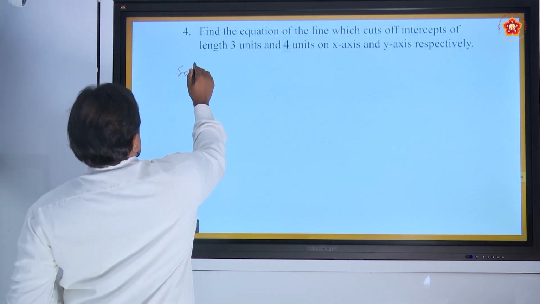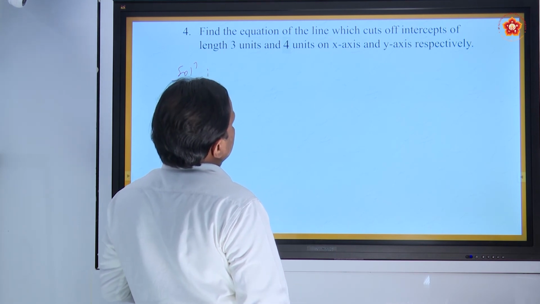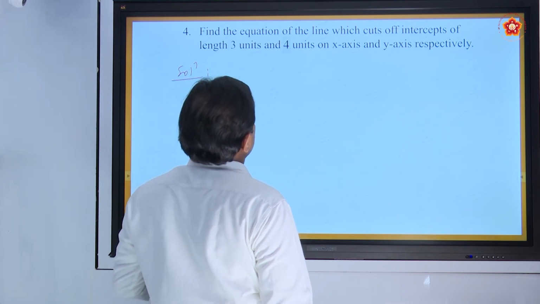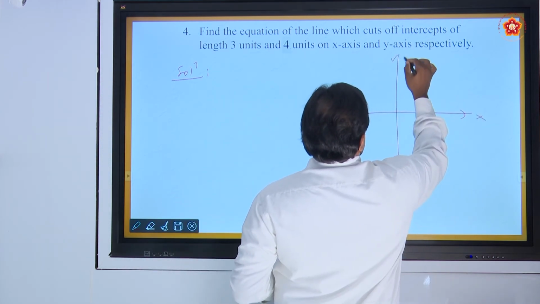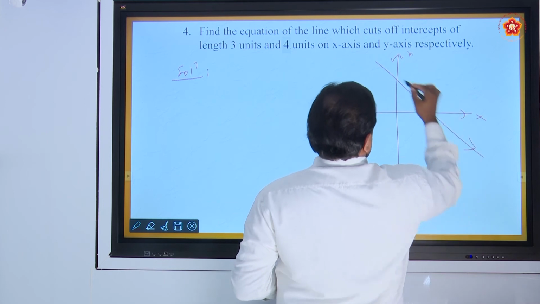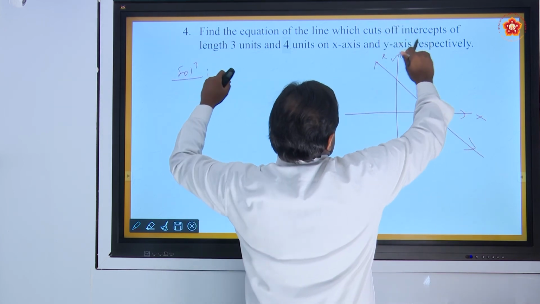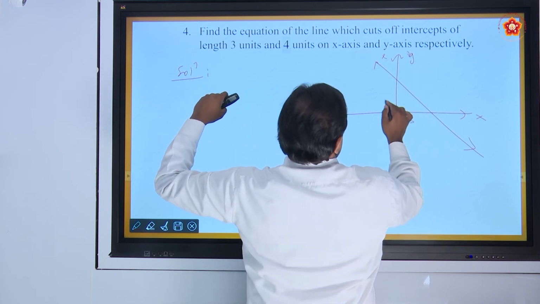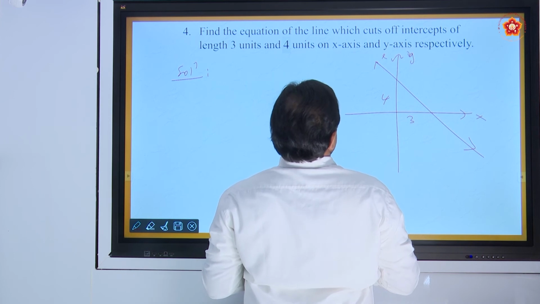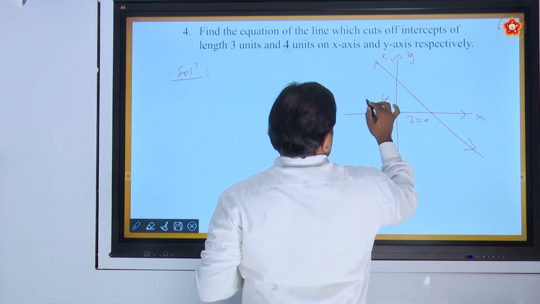Solution. Find the equation of a line which cuts off intercepts of length 3 units on the x axis and 4 units on the y axis. Both are positive here, so I think the line will come like this. This is line L. Very simple. Here a is given and b is given directly.